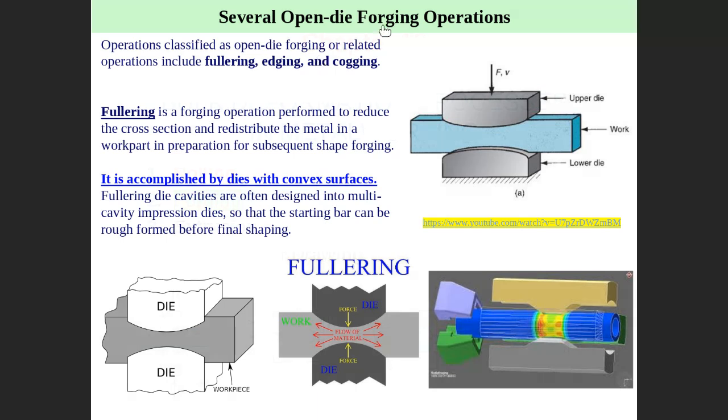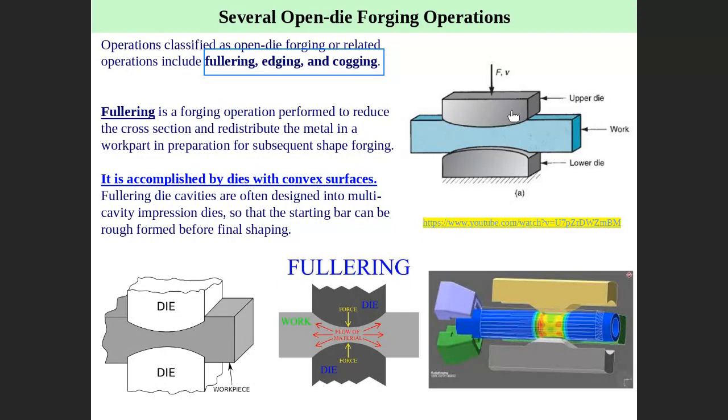We talk about several open die forging operations, like fullering, edging, and cogging. These are the three processes we're going to describe: fullering, edging, and cogging. This is fullering. Fullering is a forging operation performed to reduce the cross section.